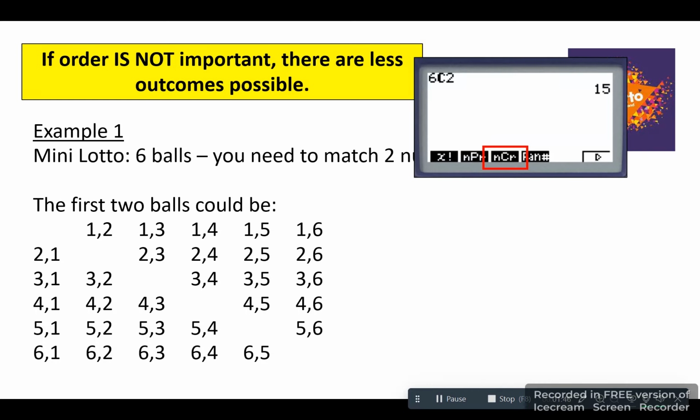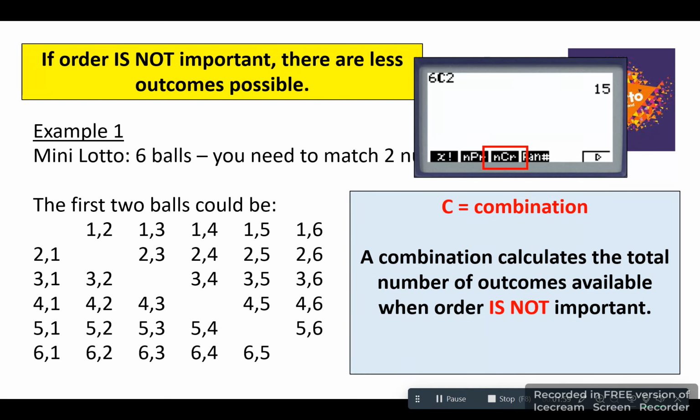So let's now use the NCR function and type in 6C2. We're selecting 2 balls from 6 and order is not important, and we get 15. Now what's going on here? This is a combination, and a combination calculates the total number of outcomes available when order is not important. So it's treating a 1 and a 2 the same as a 2 and a 1, and therefore, in this context, in this example, we're ditching half of the outcomes to get 15 total outcomes.